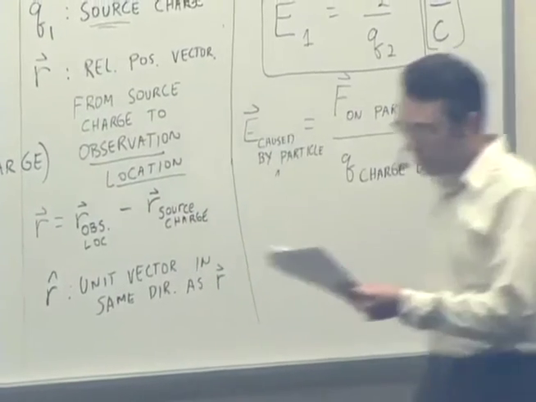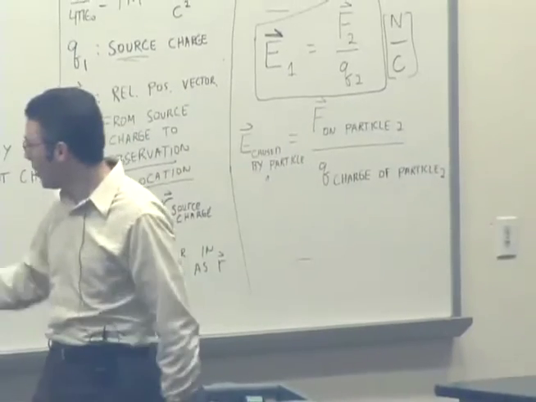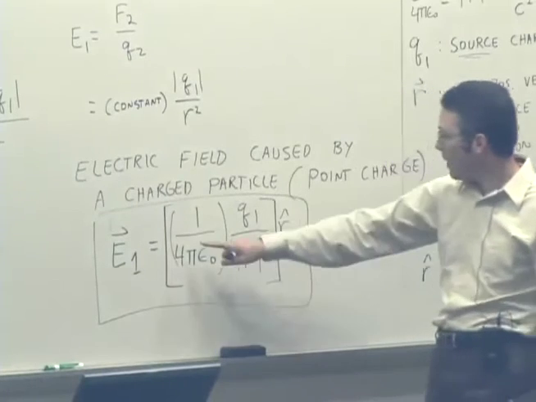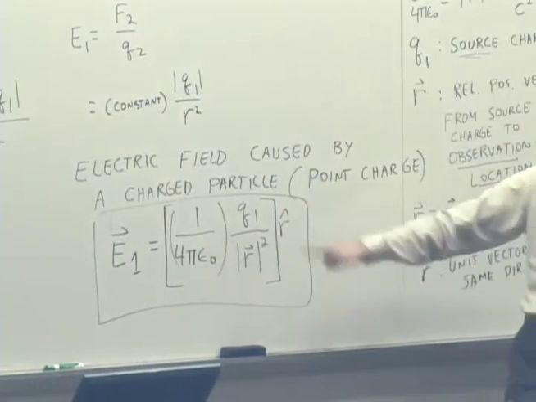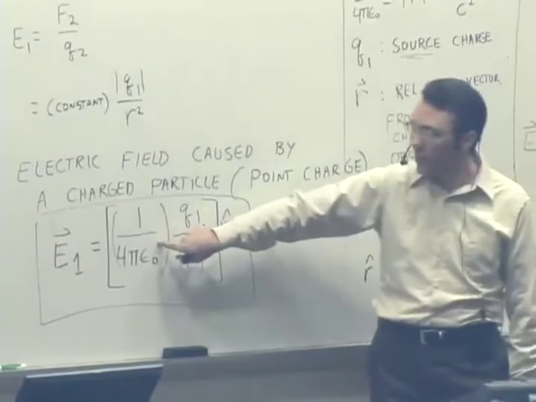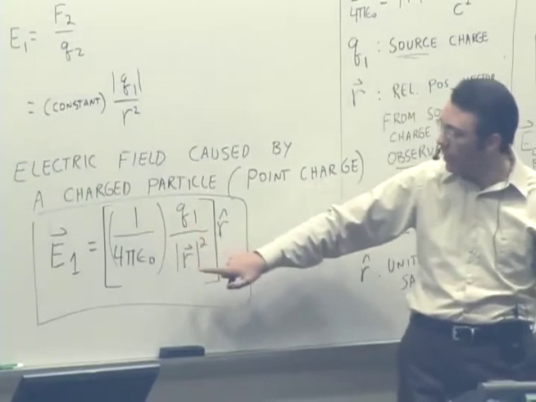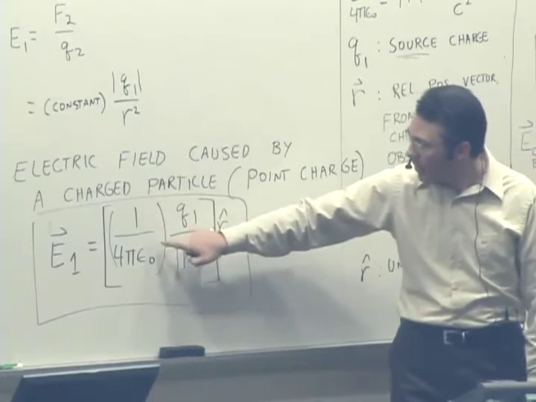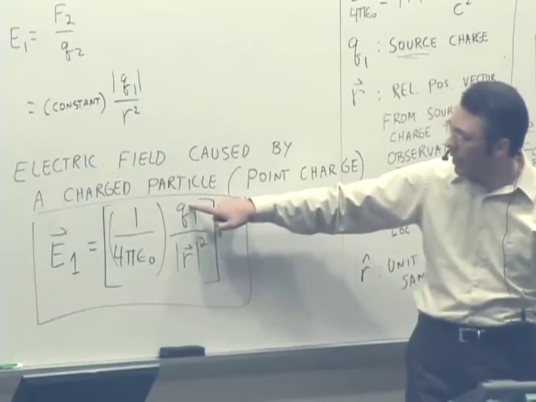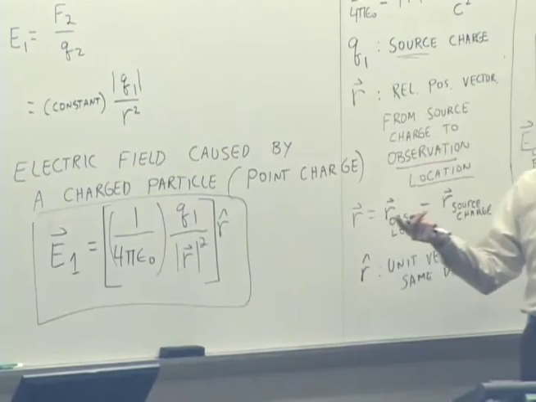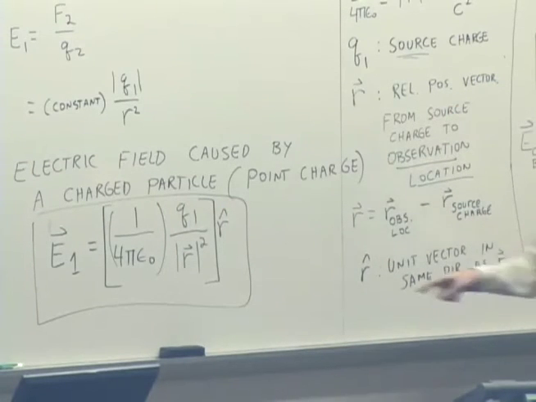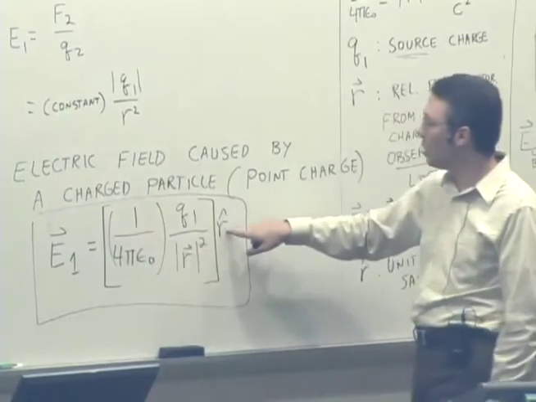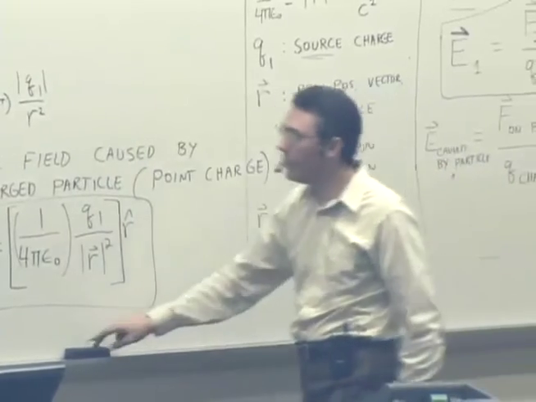So let's see how this works. First thing to notice is that all of this, everything here, except this R hat, is a scalar, right? This is just a positive constant. That's just a number. We're dividing by the magnitude squared, so that's just a number. That's positive, but Q could be positive or negative, okay? So this thing out front could be a positive or negative scalar multiplying a vector. So let's look at two different cases.